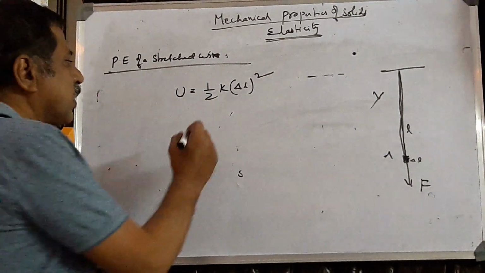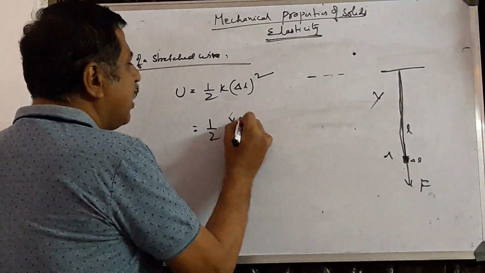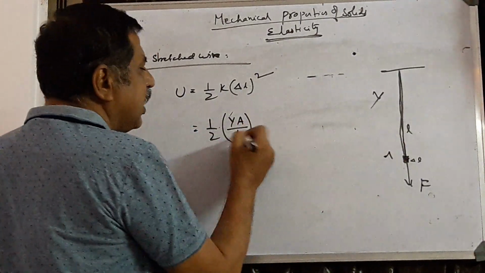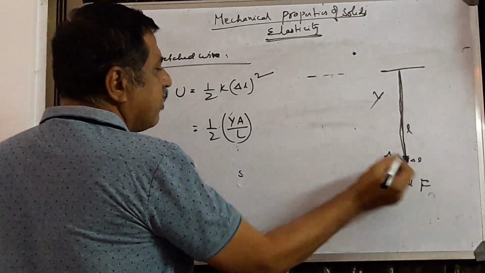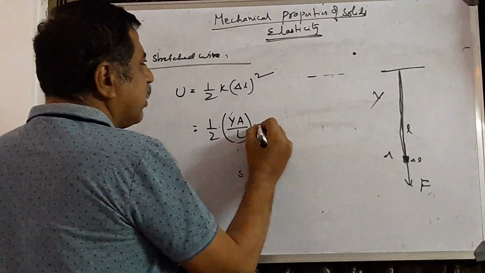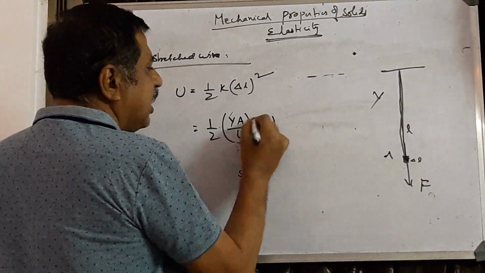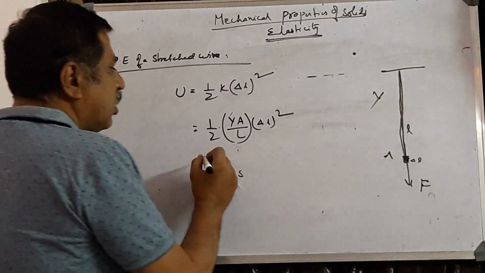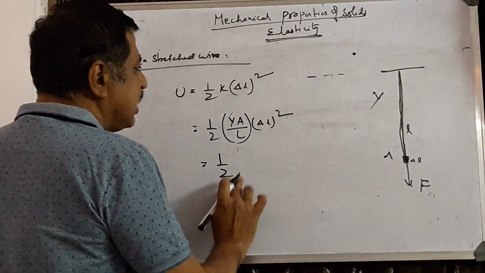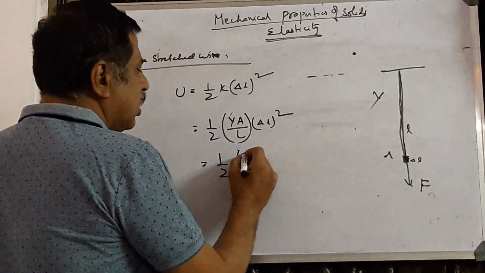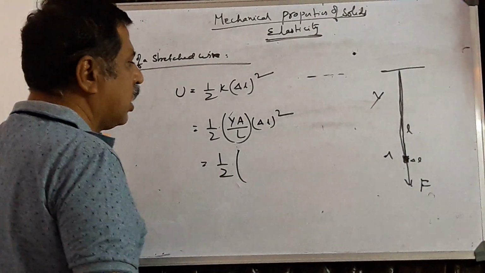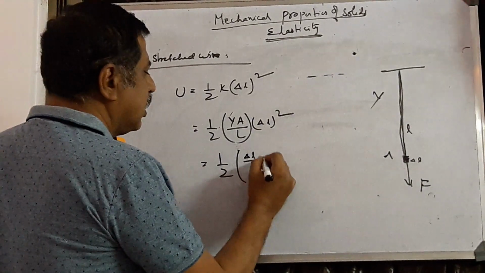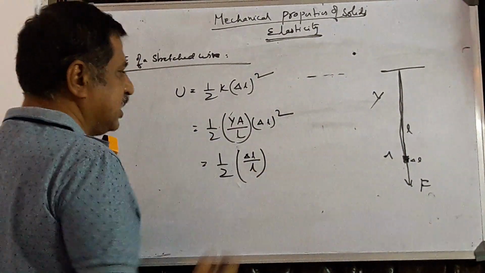Here K means YA by L. It is similar to the spring. The spring constant of the wire is YA by L, where Y is the Young's modulus, A is the area of cross section, and L is the length of the wire. And delta x or delta L whole square here. Now we rearrange the terms like this: delta L by L, strain.